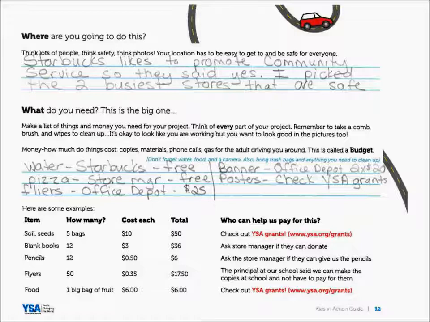And I got the water from Starbucks, which is free. I got my banner from Office Depot, which is $20 for 2. And then I got pizza from the store manager, which is free. And then I also got flyers from Office Depot for $25. Then I also got posters, and you need to check out your YSA grant. They are awesome, and they help you a lot. And I got one, and they really are helpful.